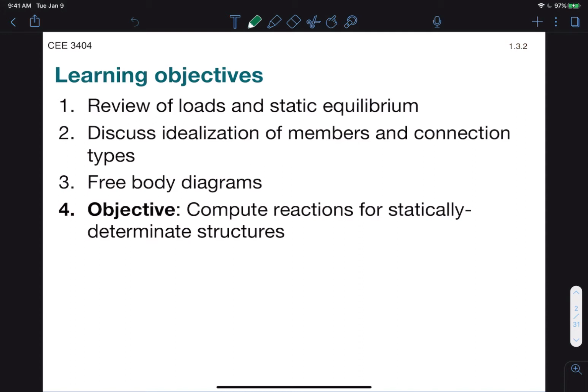Then we'll discuss the idealization of members and connections types, which is probably something you haven't seen yet. And then we'll talk about how to create free body diagrams. And we'll put all this together to fulfill our objective of computing reactions for statically determinate structures.